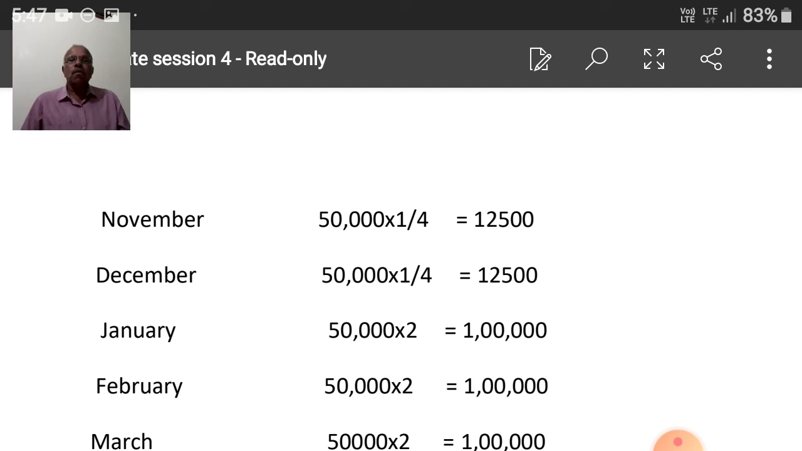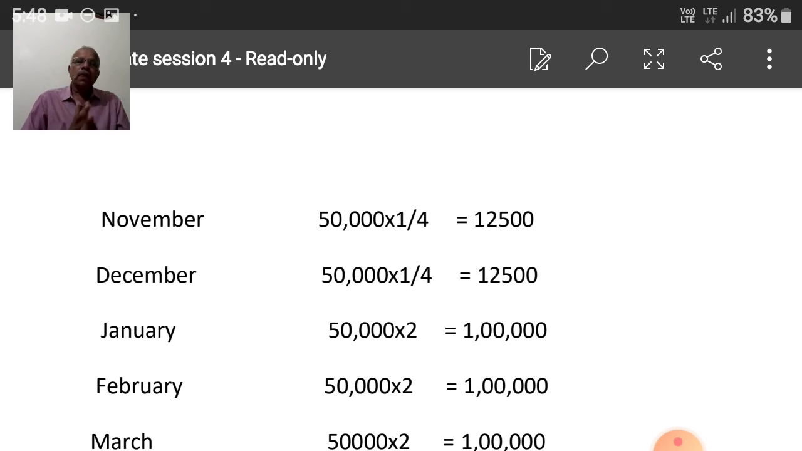Then November and December, 50,000 into 1 by 4, which is 12,500. November, 50,000 into 1 by 4, 12,500. December, 50,000 into 1 by 4, 12,500.